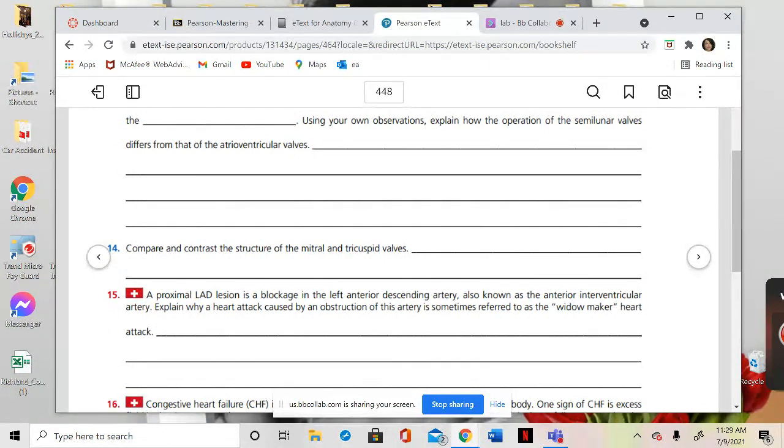The left anterior descending artery, if you look at the table that you have in your lab, supplies the majority of the blood to the interventricular septum and the anterior ventricles, right? So if I have any blockage in the left anterior descending artery, it prevents oxygenated blood from reaching cardiac muscles. So this will explain the heart attack.